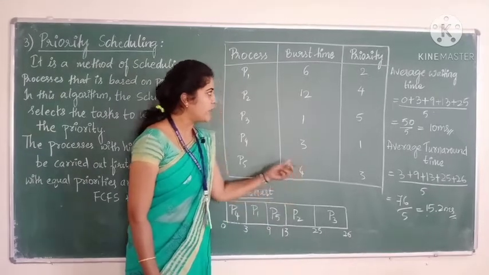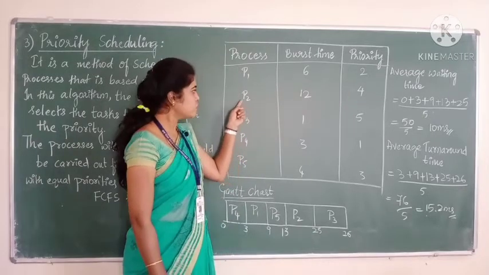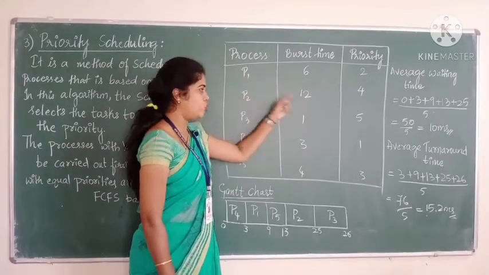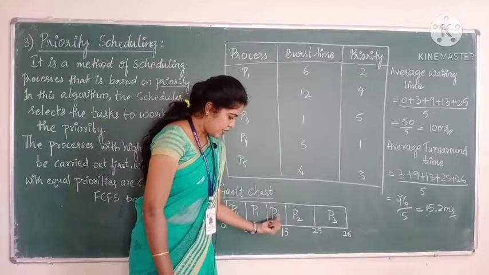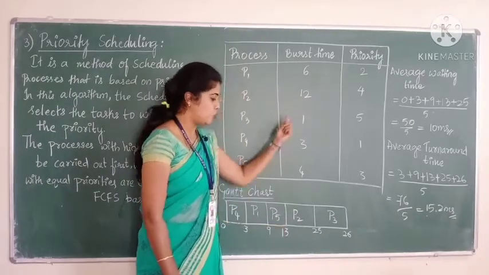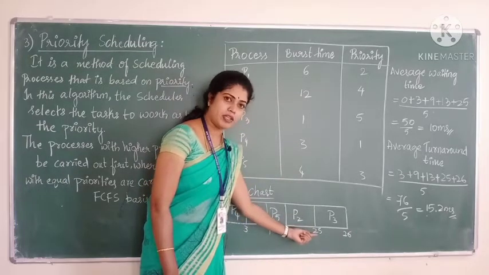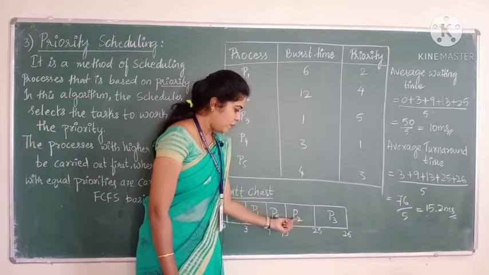Okay, and for the next priority, the fourth priority, P2 will be coming, with burst time 12. See, after P5, P2 is coming because of priority. 13 plus 12, you will be getting 25. And P2 is also done.